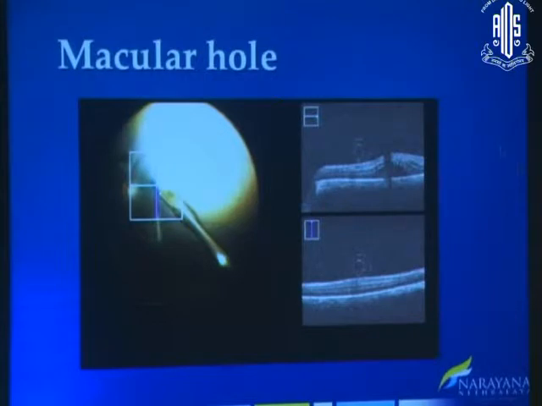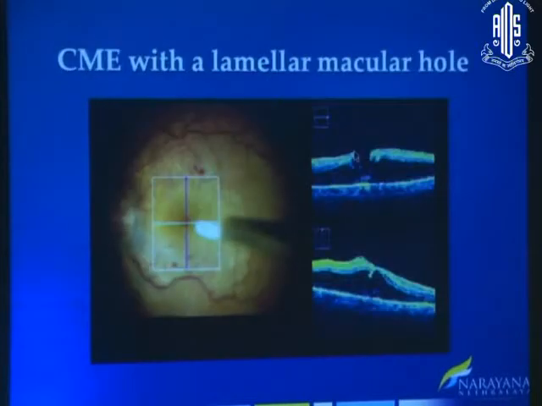So if you see here, you will see the scroll of the peeled ILM. This is a patient with intraoperative cystoid macular edema with lamellar macular hole.